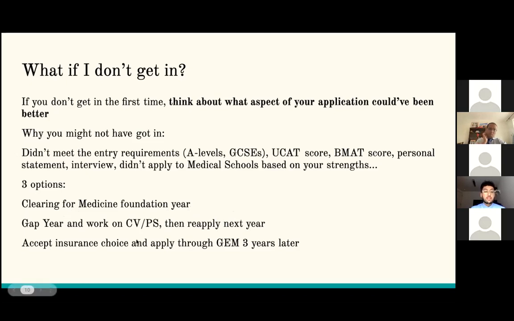Or the other choice: the fifth choice I mentioned earlier, the insurance choice, which is non-medicine related, but normally healthcare science related. They did that, and that was three years, and then applied for graduate entry medicine after that and got in that way, which was very competitive, but yeah.